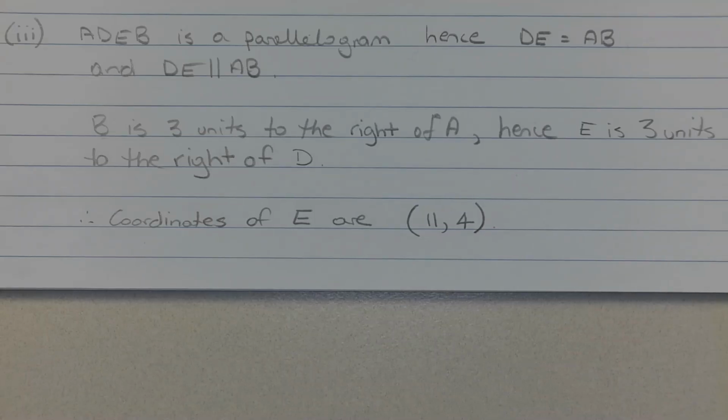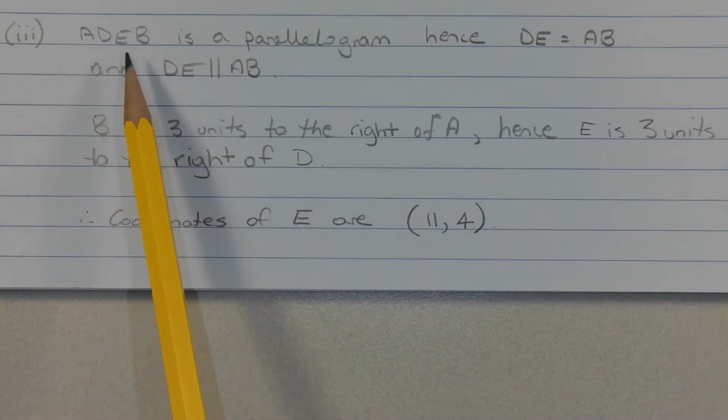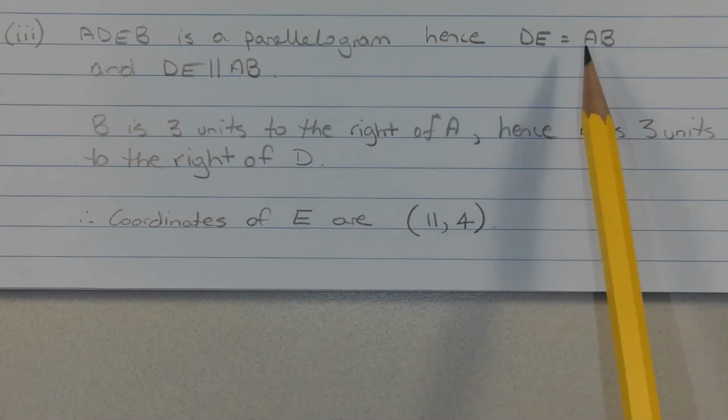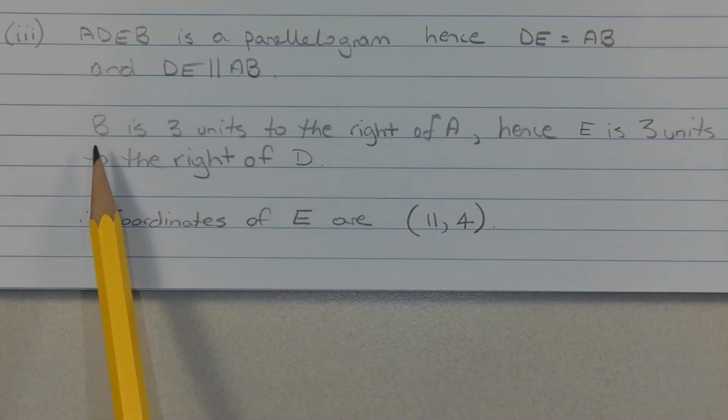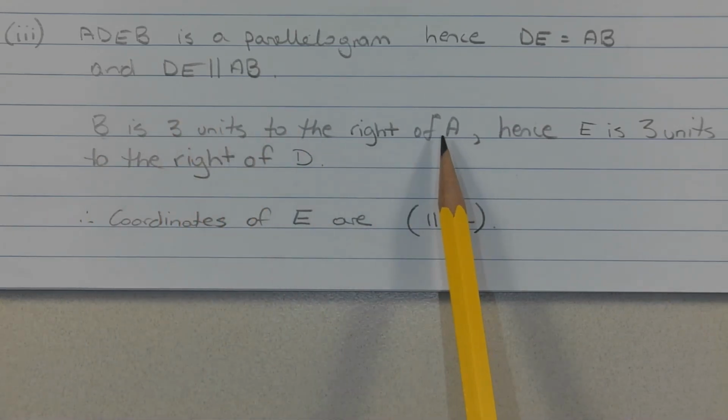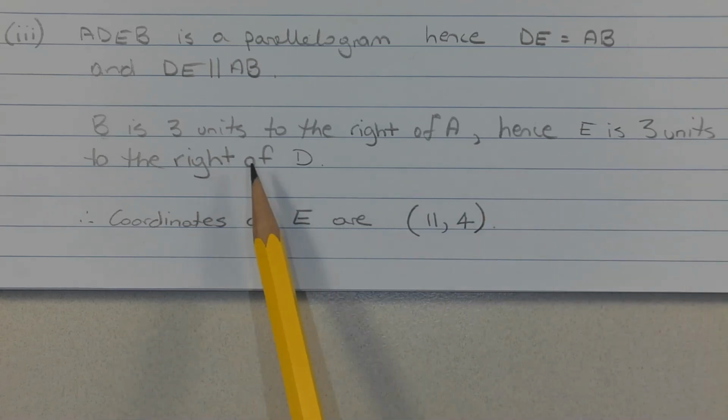This item is only worth 1 mark, so we only have to quote the coordinates of point E to gain the mark. But it's good practice to write a brief explanation as part of the solution. So ADEB is a parallelogram, hence DE equals AB, and DE is parallel to AB. Now B is 3 units to the right of A, hence E is 3 units to the right of D. Therefore the coordinates of E are (11, 4).